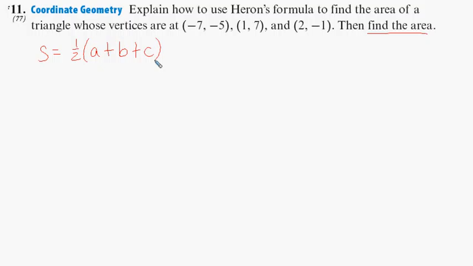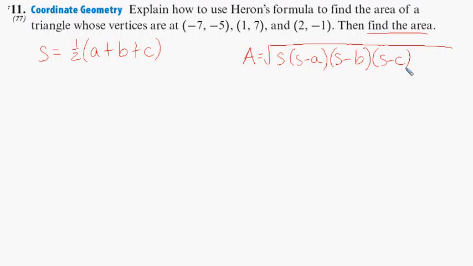And then Heron's formula itself is going to be the area. Okay, so we have the area is equal to the square root of S times S minus A times S minus B times S minus C. All right, so the first thing we have to find out is how long each of the segments of these triangles are. I'm going to recommend that you just use the distance formula. So I'm going to say the distance of A, and then the distance of B and the distance of C. These are arbitrary choices.